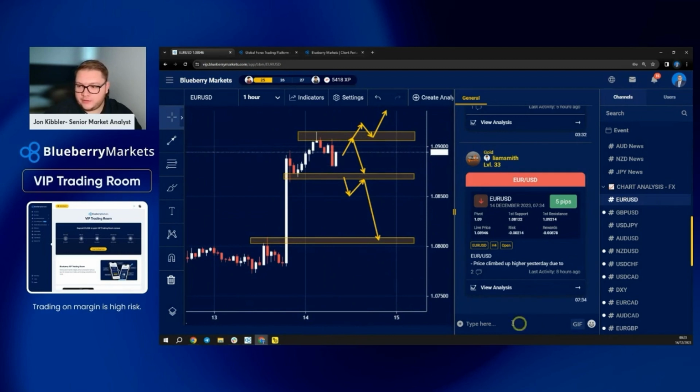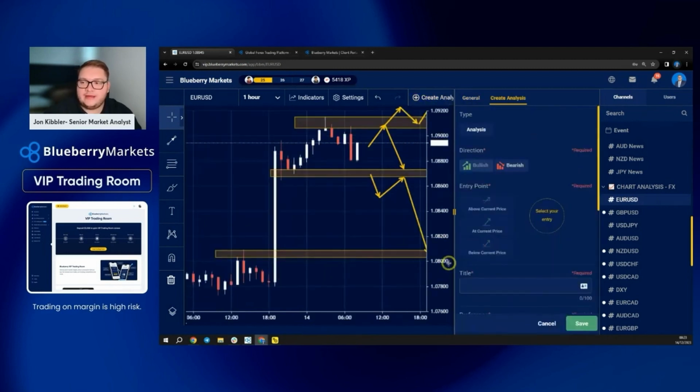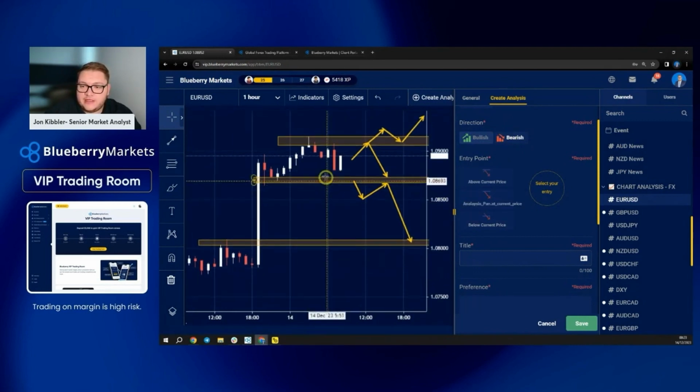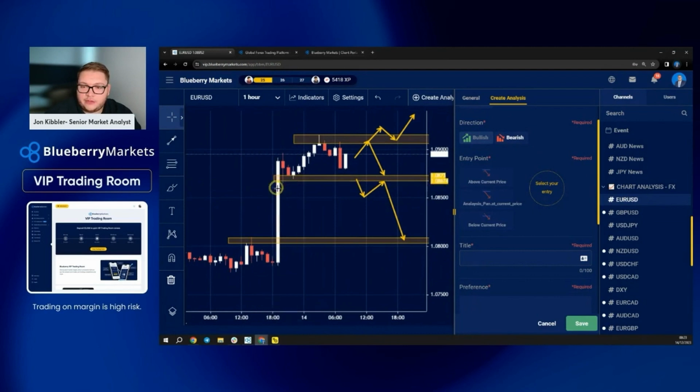So all we can do now is go to create analysis. When the create analysis tab comes up, you've got different options ahead of you. You can choose if you want to be bullish or bearish on the market, and then we can choose some other things. The first thing I'm going to put is that I am bearish on euro US dollar. The reason why I'm bearish is because if price was to trade through this low in particular, then I want to be looking for shorts down to this level of support.